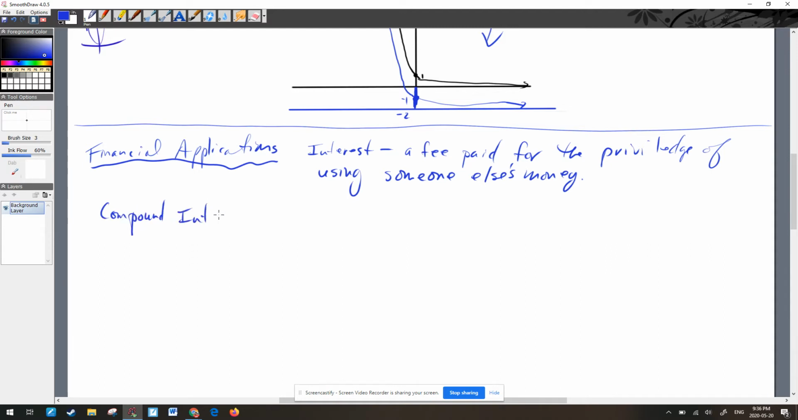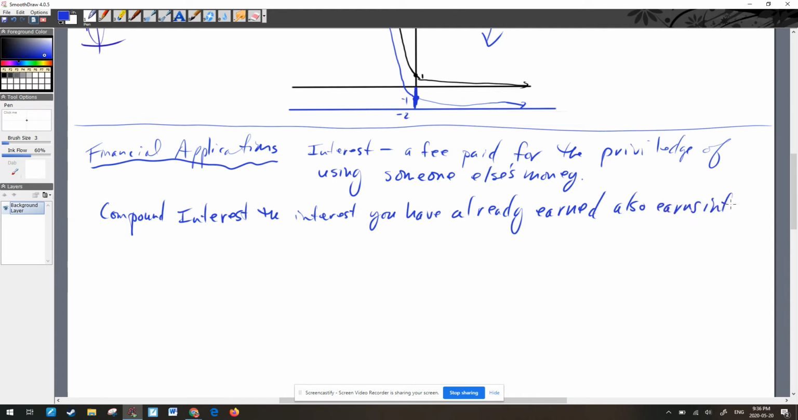And if you're wondering how this relates to the math that we've done with the exponential equations, you're going to see very soon. So compound interest means the interest you have already earned also earns interest, which I'm sure probably doesn't clarify things. It's most easily clarified with an example.